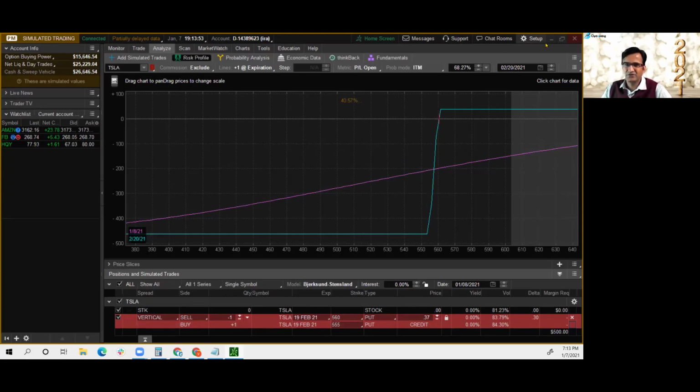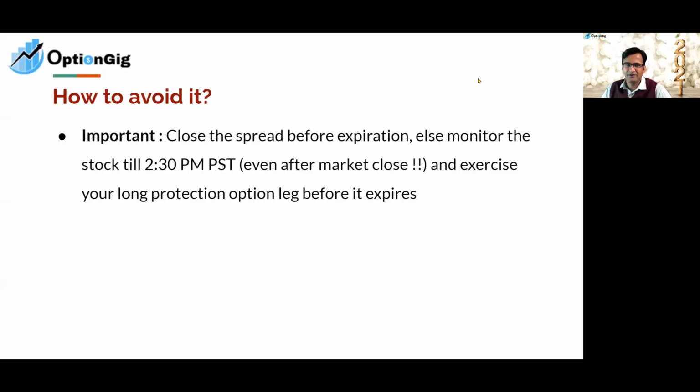The only issue was that it happened after market. So he did not know. The broker doesn't do auto exercise. He wasn't watching it. And the protection leg that he had had already expired, because the exchange rules are that you have to send an exercise notice before 2:30 p.m. Your broker might have an earlier cutoff, so you need to check by when you have to send an exercise notice.